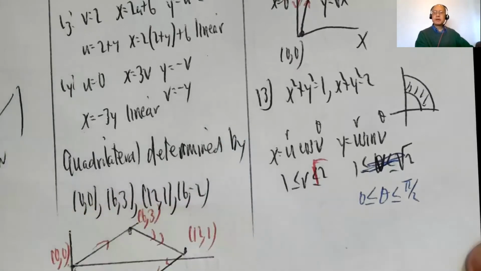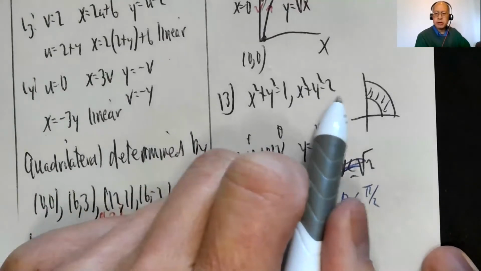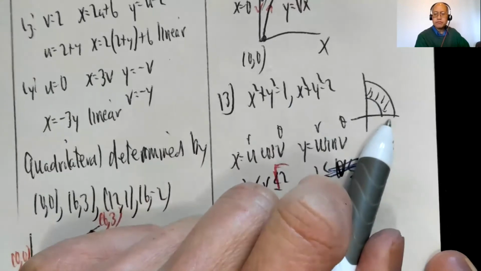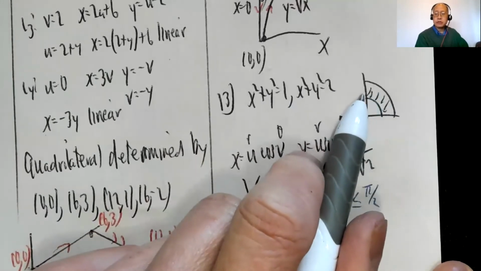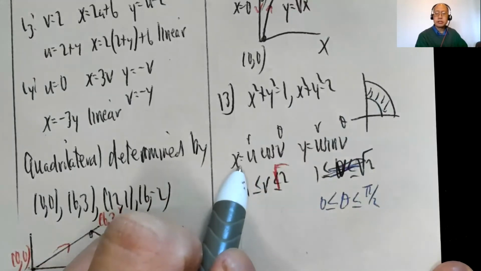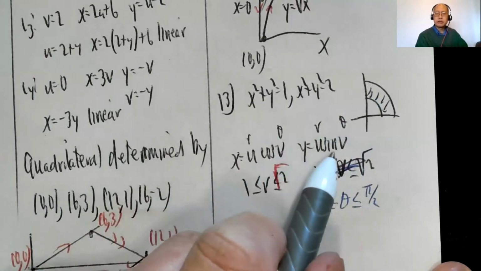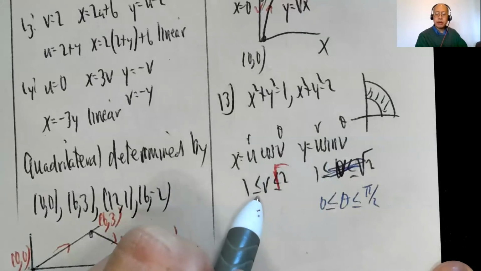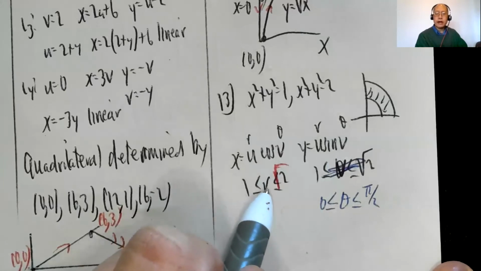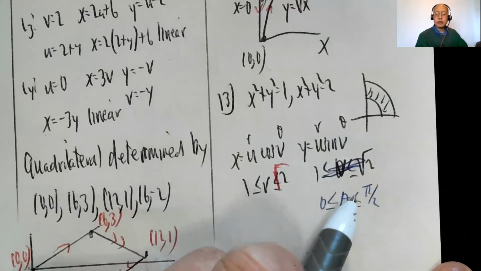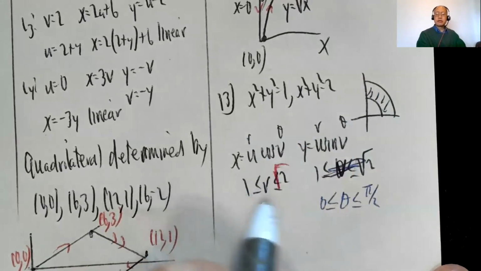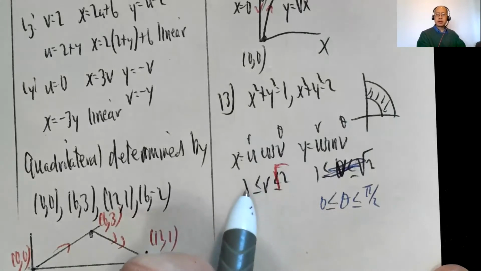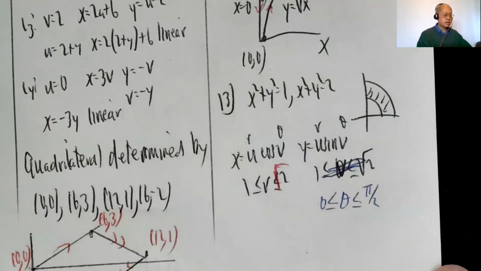Okay, 13, x squared plus y squared equals 1, x squared plus y squared equals 2. This region here, it looks like it'd be good to switch over to polar coordinates. So x is u cosine v, y is u sine v. Our radius goes from 1 to radical 2, theta goes from 0 to pi over 2. So this region, which is a little bit harder to integrate, by means of this transformation is much easier because now these are constants and these are constants.